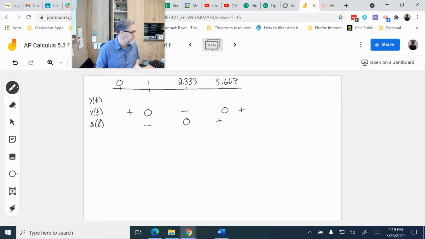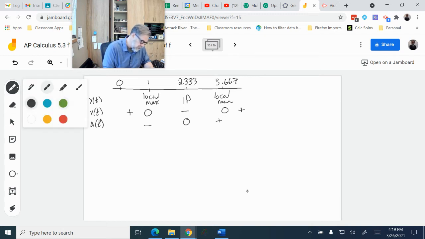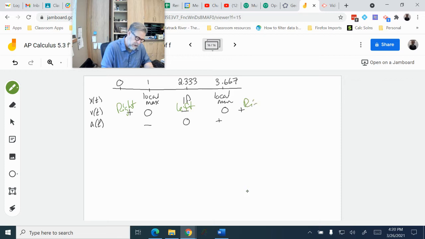So what do I see here? Immediately I can see that I have a local maximum right here at t equals 1 because the first derivative changes from positive to negative. I have a local minimum right here, and I have an inflection point right here. But what does this mean? What this means is that my particle is moving to the right, and then it moves to the left, and then it moves back to the right again.